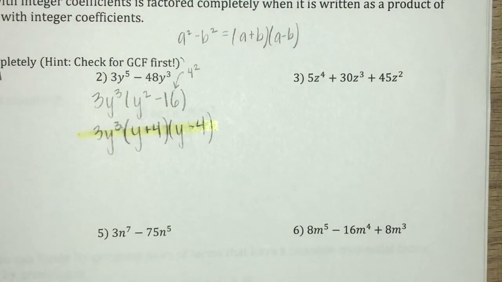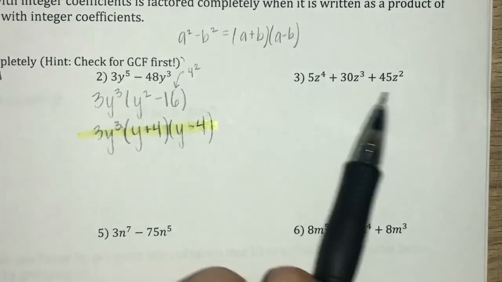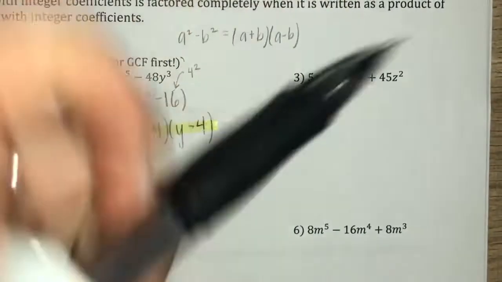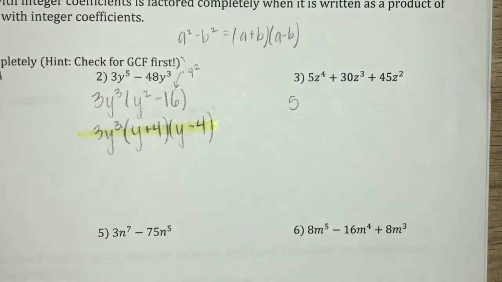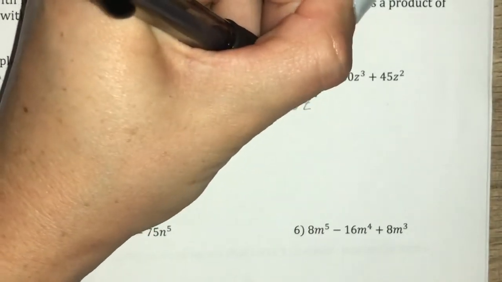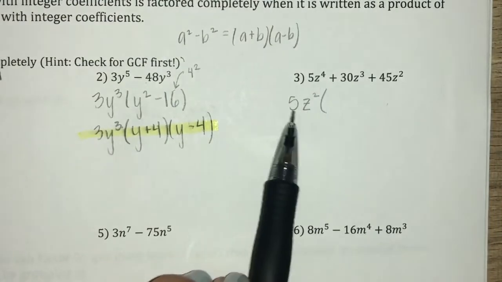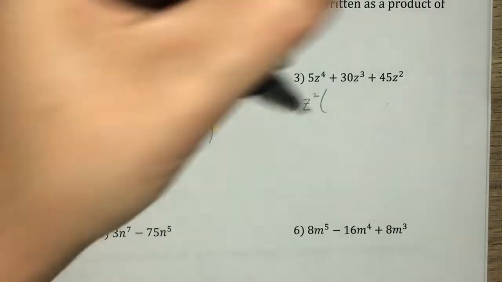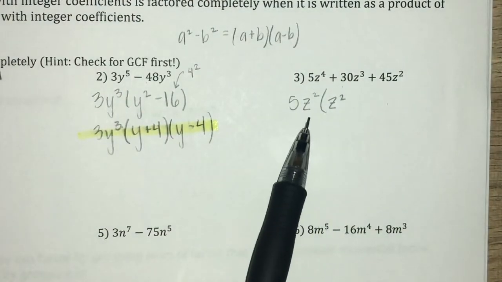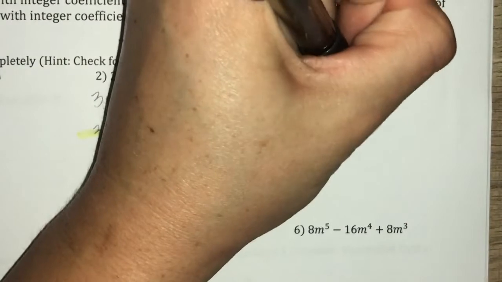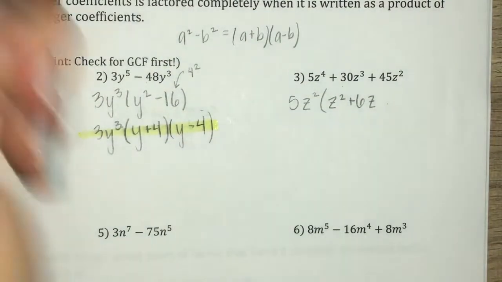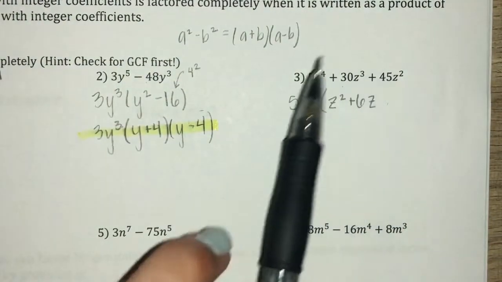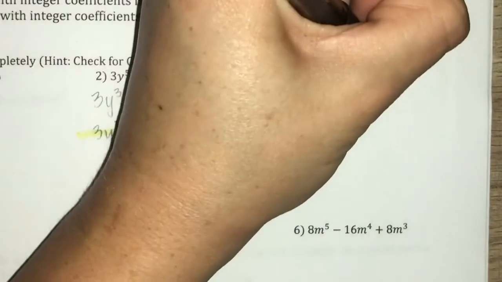And then number 3, 5z to the 4th plus 30z cubed plus 45z squared. So we can pull out greatest common factor. They're all divisible by 5, and each term has at least z squared, so I can also pull out a z squared. 5z to the 4th divided by 5z squared, you're just left with z squared. 30z cubed divided by 5z squared, you're left with 6z, so plus 6z. And then 45z squared divided by 5z squared, you're left with 9.